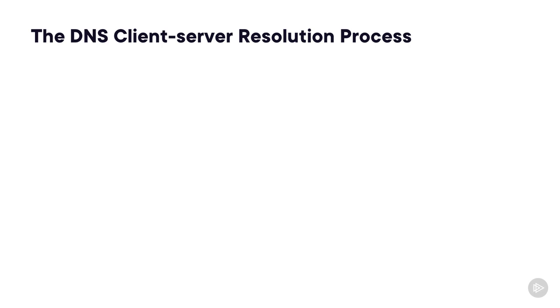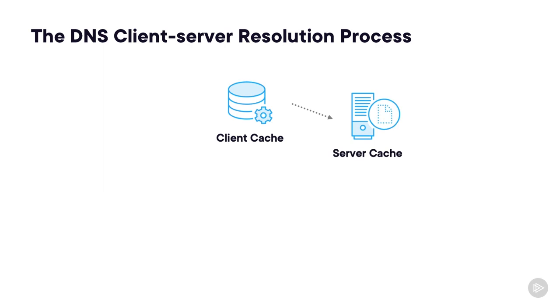When a system needs to resolve a domain, it doesn't just shoot off a query into the void. There's a method to the madness. Firstly, it checks its own client cache. Think of this as like the system's short-term memory. If the domain isn't there, it sends a query to the DNS server, which then checks its server cache. Bit of like its own quick reference.